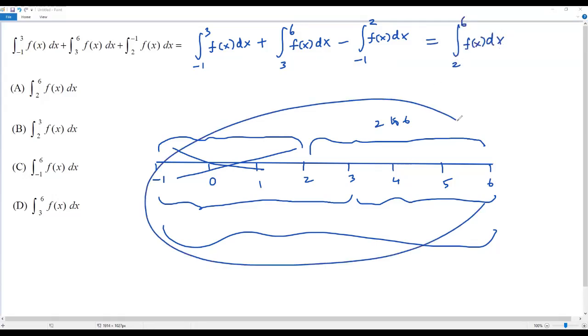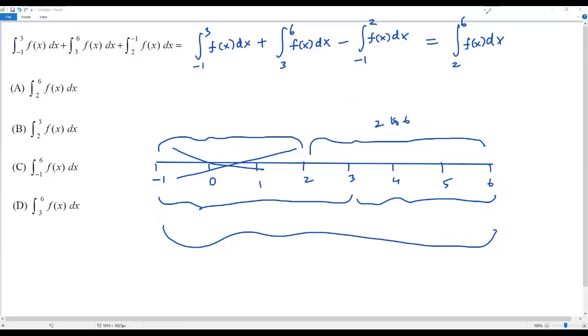According to the discussion we have done on the number line, we find this equals the integral from 2 to 6 of f(x) dx, which is in answer choice A. The correct answer choice for this question is A.